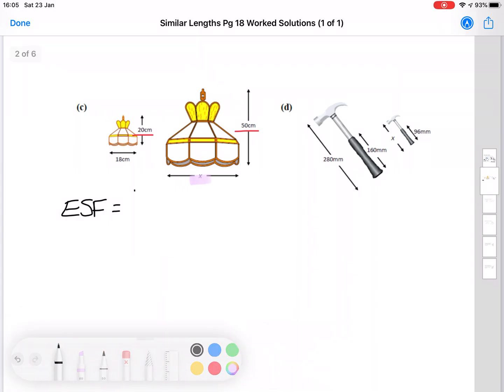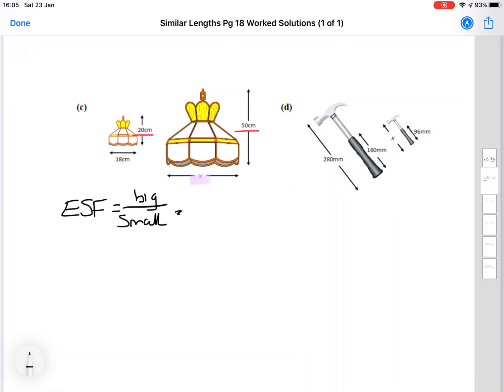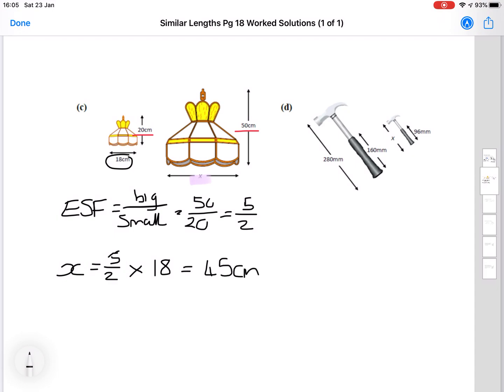So enlargement scale factor is big over small. So it'll be 50 over 20, which simplifies down to 5 over 2. So to find side X, it'll be 5 over 2 times the side that corresponds with X, which would be the 18. Okay, so 5 divided by 2 times 18 would give you 45, and this one's in centimetres.